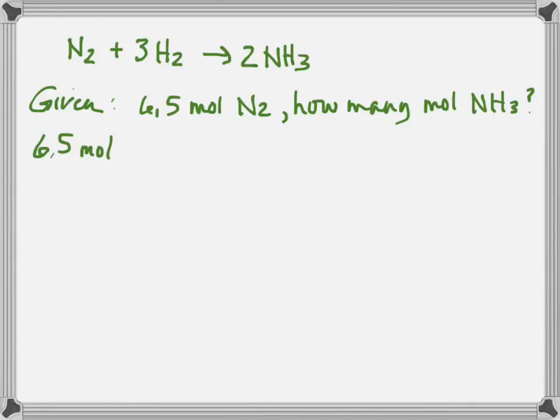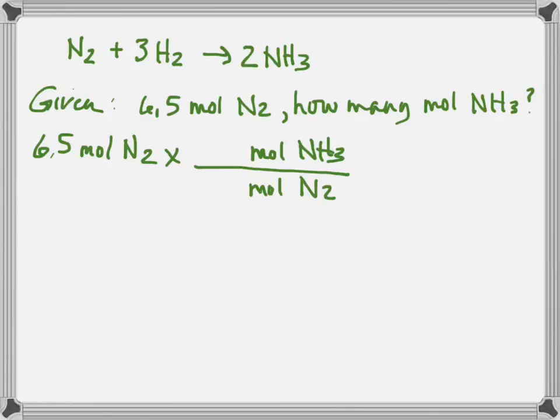6.5 moles of nitrogen. What unit do I want on the top? What am I trying to find out? NH3, moles of NH3. And then what unit do I put on the bottom? Moles of N2. Because I want moles of N2 to cancel out. And that goes back to the idea from math that anything divided by itself is 1. When you multiply something by 1, it doesn't change. So something divided by itself just poof goes away.